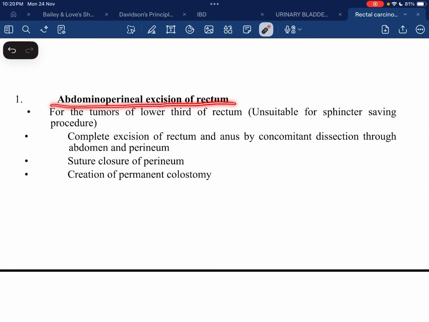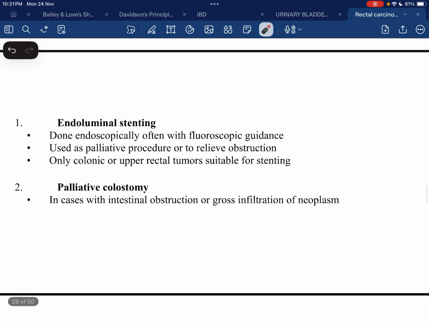Abdominoperineal excision of the rectum is for tumors of the lower third of the rectum unsuitable for a sphincter-saving procedure. Complete excision of the rectum is achieved by concomitant dissection through the abdomen and the perineum. Suture closure of the perineum and creation of a permanent colostomy.